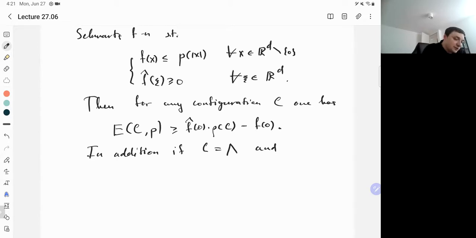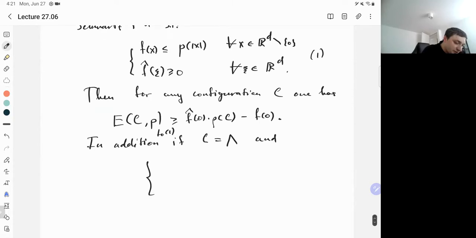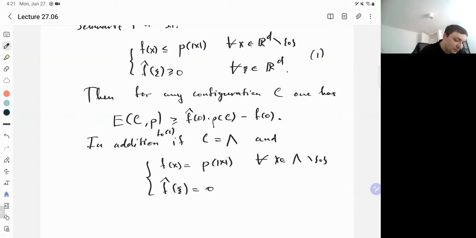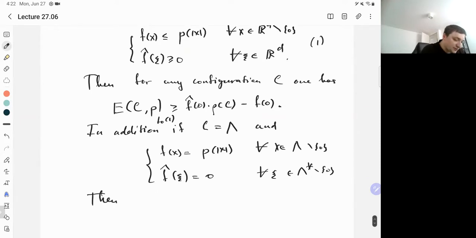and in addition to these inequalities, so in addition to 1, if you also have certain equalities, so if f of x is actually equal to p of x, not just less than or equal, on all the non-zero points of the lattice, and the Fourier transform is not just bounded from below by 0, but it actually vanishes at all points of the dual lattice, then this lower bound, so then C is optimal for P energy.